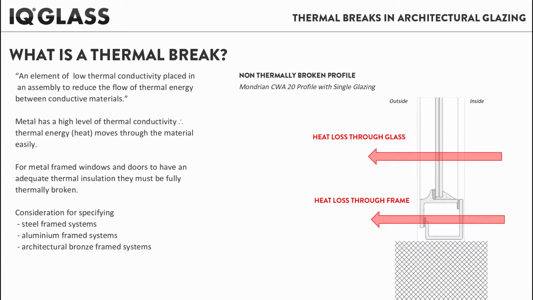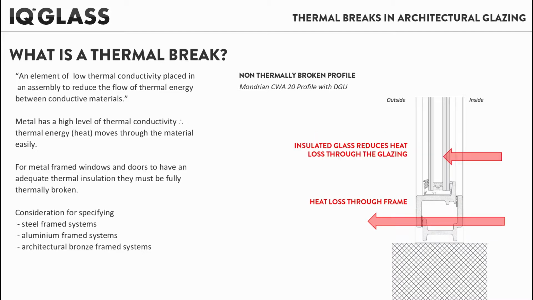So if you use a non-thermally broken frame, you will get heat loss through the frame, and then when you pair it with a non-insulating glass unit, like the single glazing shown here, you'll also get heat loss through the glass. This is a non-insulated glass installation. Some traditional metal frames will allow for the use of double glazing within the profile. This then will reduce the heat loss through the glass, but it doesn't eliminate the heat loss that you get through the non-thermally broken frame, and you can see that here.